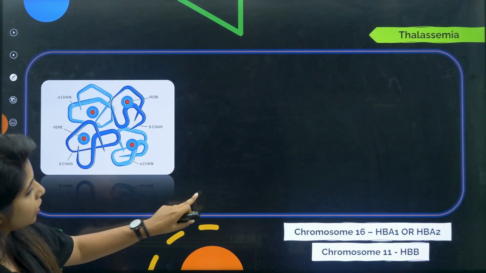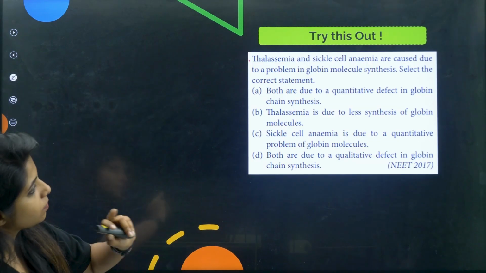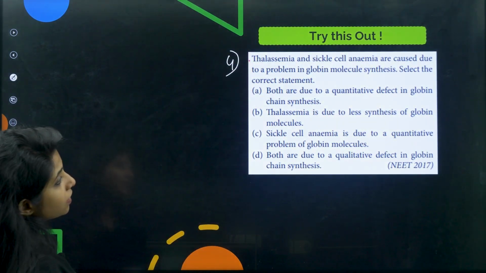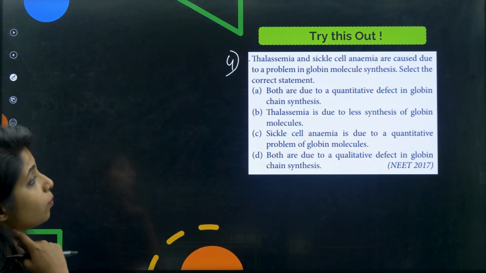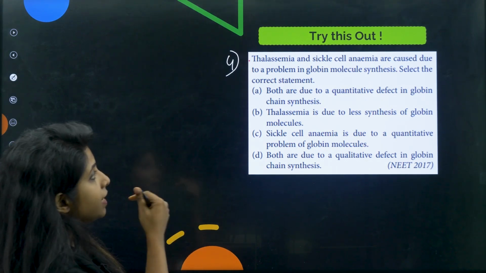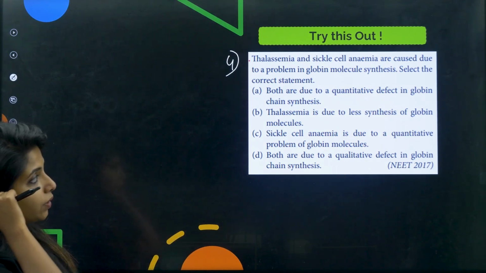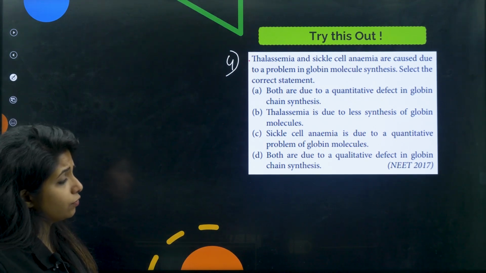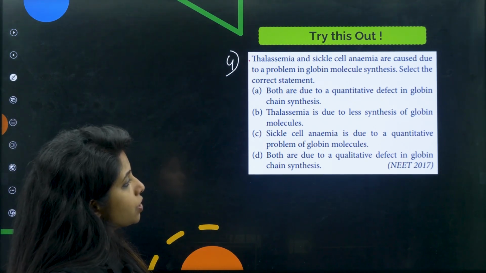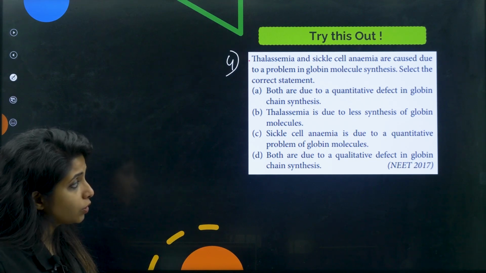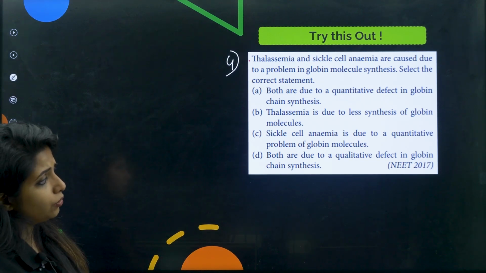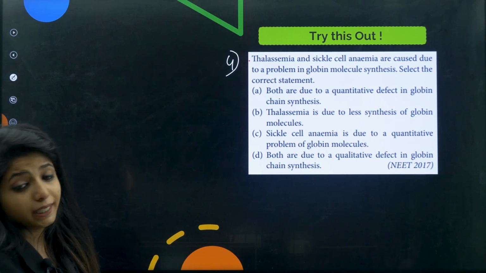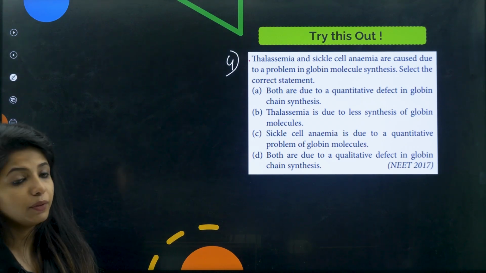I already explained it to you there itself, so I'm not explaining again. Now this is the fourth question, I believe, right? Thalassemia and sickle cell anemia are caused due to the problem in globin chain molecule synthesis. Select the correct statement. Both are due to quantitative defect in globin chain. Thalassemia is due to less synthesis of globin molecules. Sickle cell anemia is due to a quantitative problem of globin molecules. Both are due to qualitative defect in globin chain synthesis. So please try it out for yourself. It will be really, really helpful.